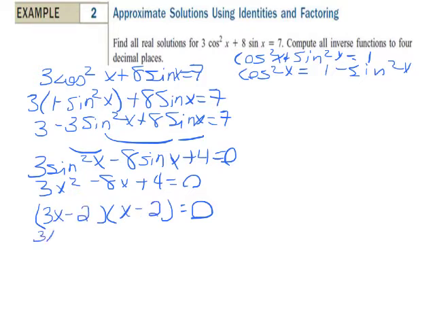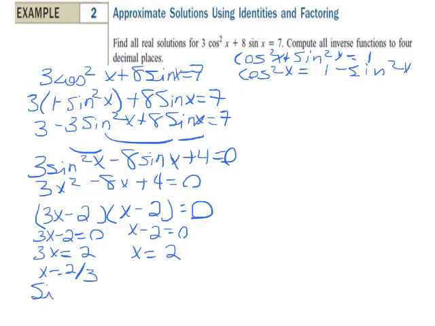So now we've got 3x minus 2 equals 0. X minus 2 equals 0. So 3x equals 2. Therefore, x equals 2/3. And then x equals 2. But we're not talking about x, we're talking about sine. So we really have sine x equals 2/3 and sine x equals 2. Think about this one here, sine x equals 2. If you remember the graph of sine x, it only goes from -1 to 1, so this can't be true. But we can use the fact that sine x equals 2/3.